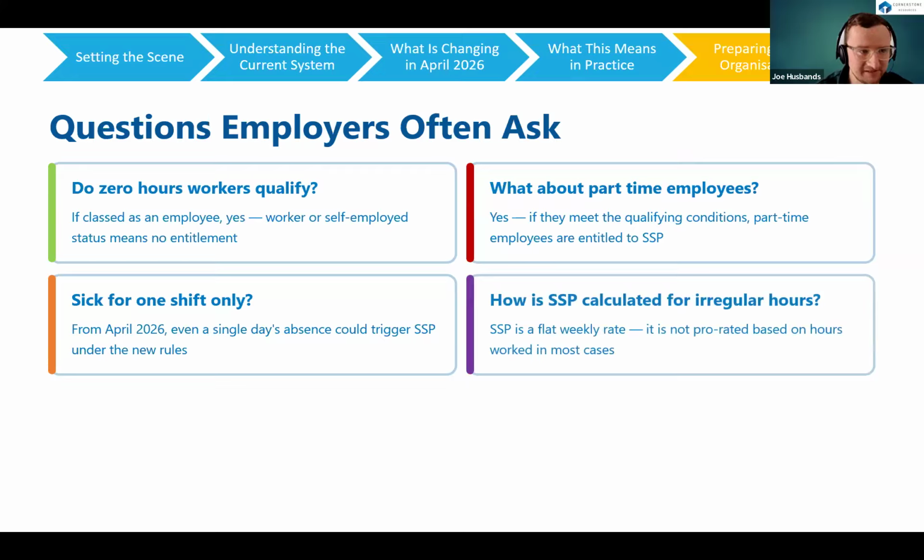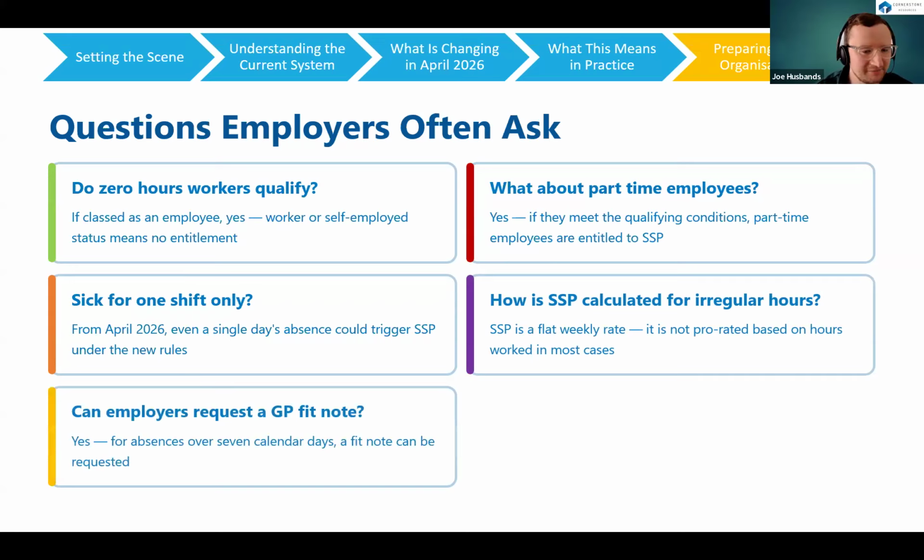How is SSP calculated for irregular hours? So eligibility is based on average weekly earnings, usually calculated using the previous 8 weeks of pay, but payroll systems normally calculate this automatically as well. And then can employers ask for a GP note? Yes, employees normally self-certify sickness for the first seven days, but after this, employers can request medical evidence such as a fit note from a GP.